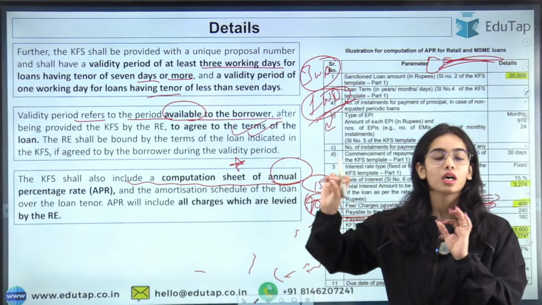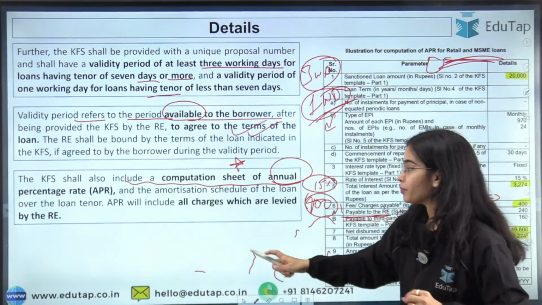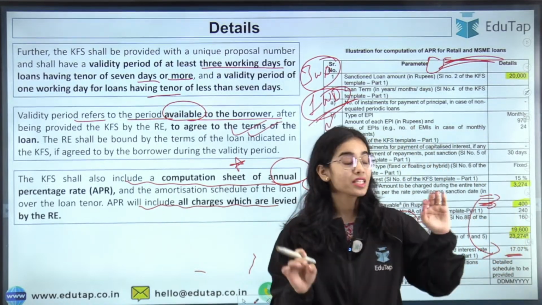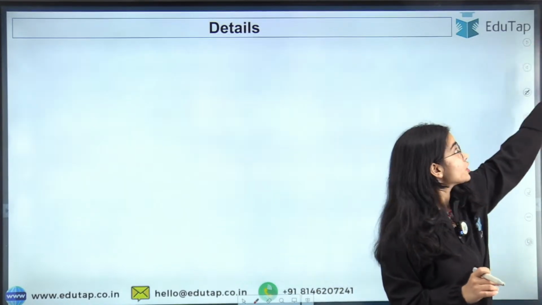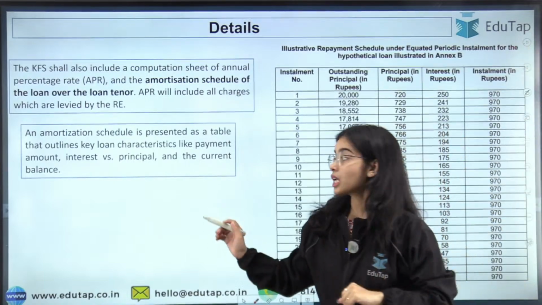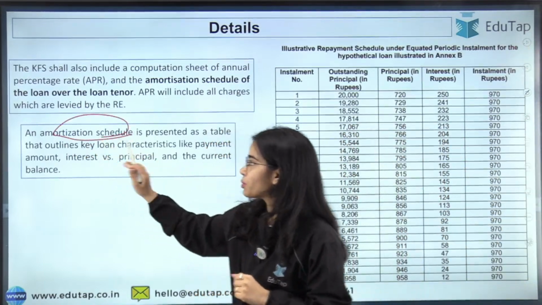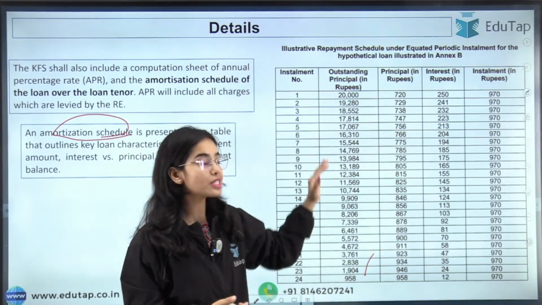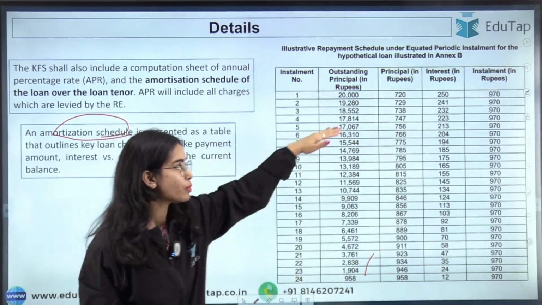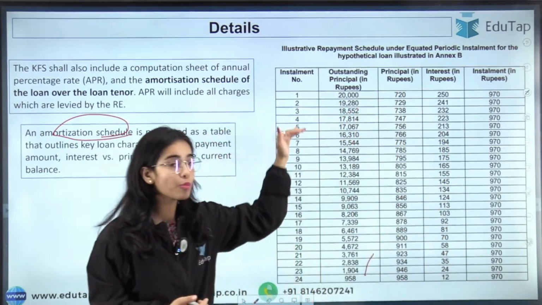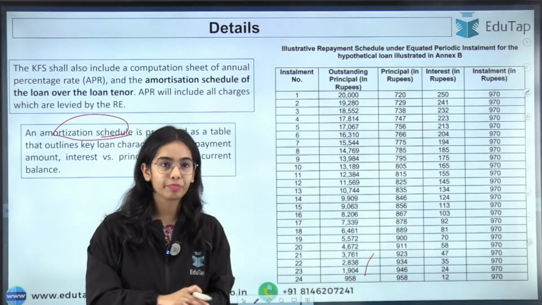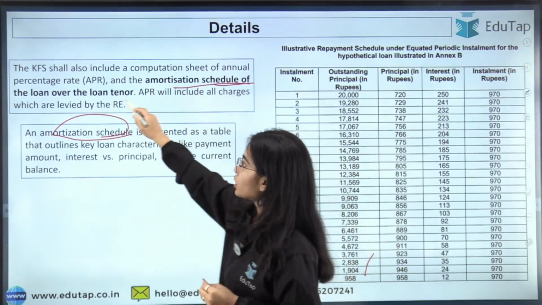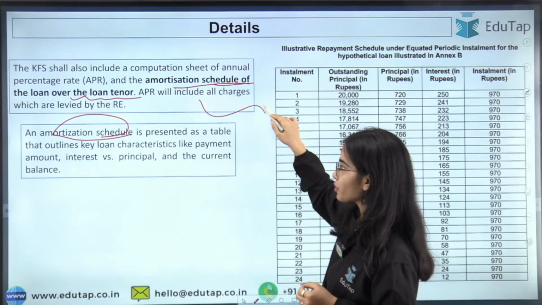So it will show the percentage, the cost of borrowing. Okay, so APR will include all the charges which are levied by the regulated entity, as well as there should be the amortization schedule that should also be provided. So the amortization schedule shows how many installments you have to pay, how much amount you have to pay, and how much time it will take for you to repay the loan. So the amortization schedule of the loan over the loan tenure has to be provided.